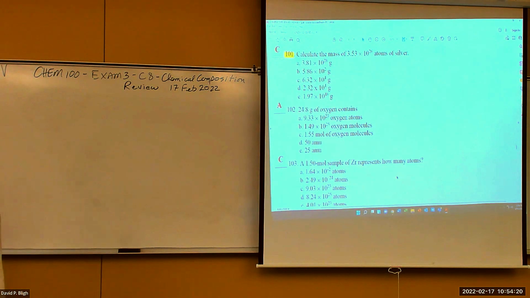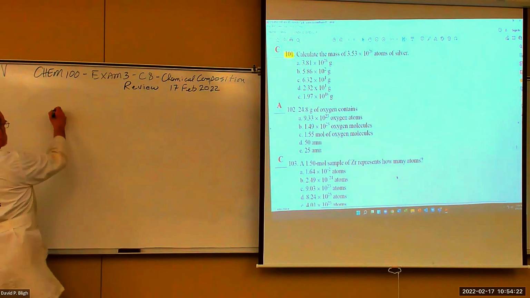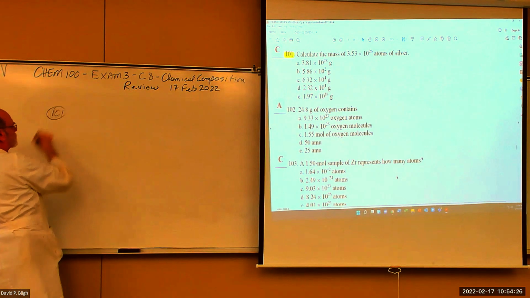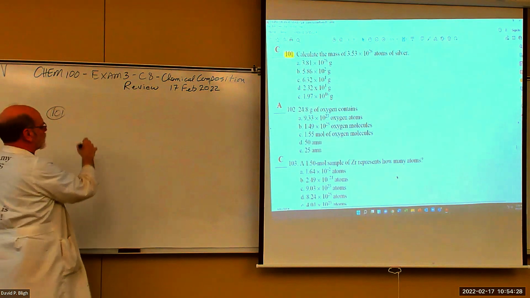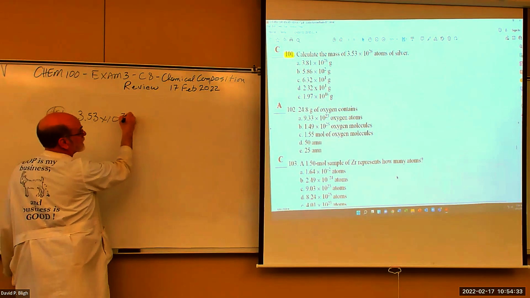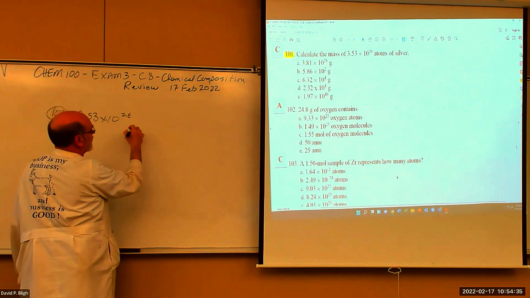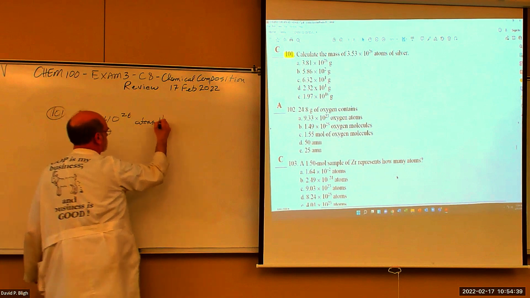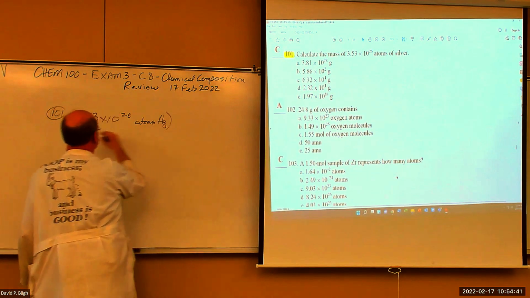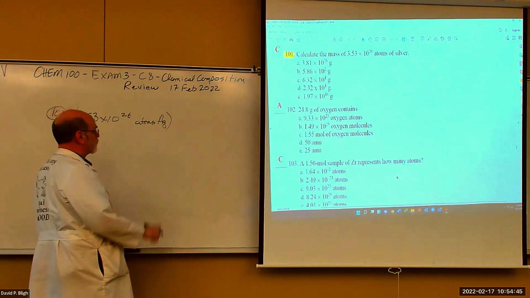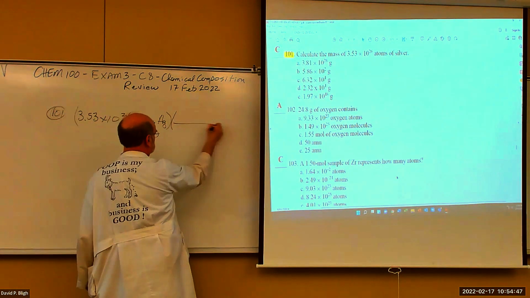101. Calculate the mass. 101. 3.53 times 10 to the 26th atoms of silver. Right? We can't go from atoms to mass. We have to go from atoms to moles.